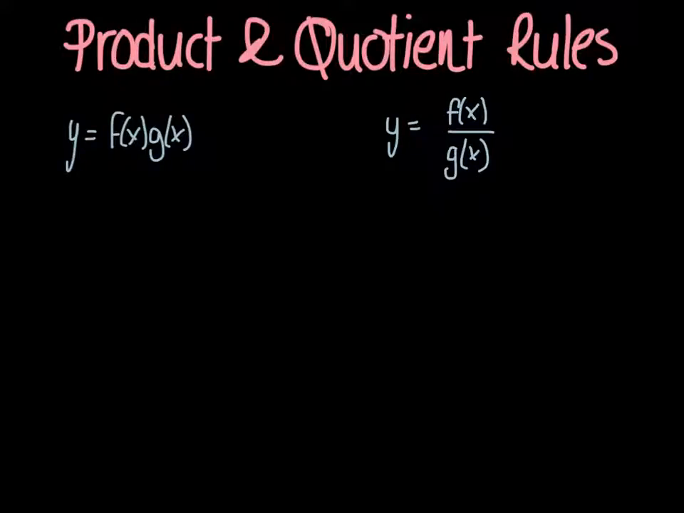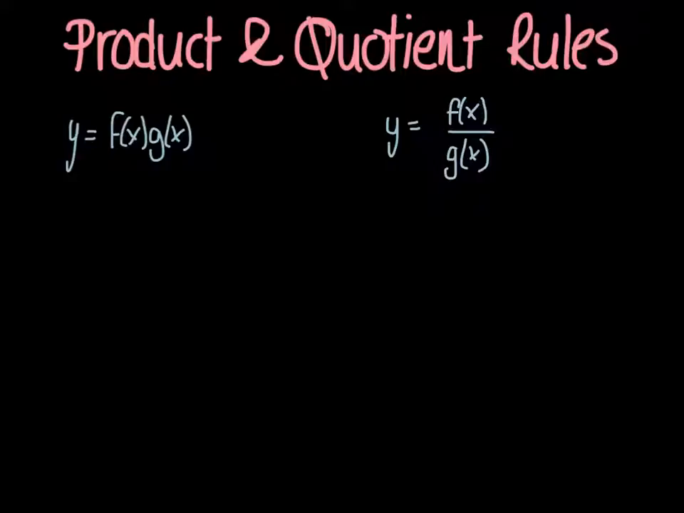Okay, so the product and quotient rules are the other two techniques that you can use to differentiate more functions. So the product rule looks like a product. That's exactly what it is. Product, don't forget, is a multiplication. So we're looking for the cases where we can see two functions multiplied together.